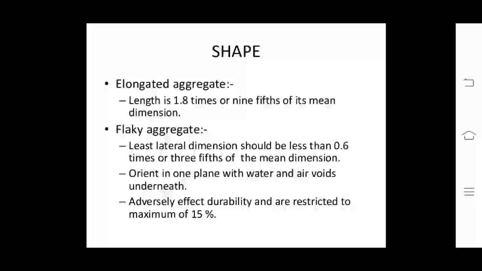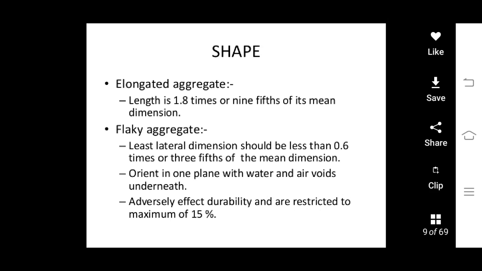The next classification is based on shape, in which the aggregates are classified as elongated aggregates and flaky aggregates. The aggregates are said to be elongated when having length 1.8 times, or 9/5, of the mean dimension of aggregate, and for flaky aggregates the least dimension should be less than 0.6 times, or 3/5, of the mean dimension.